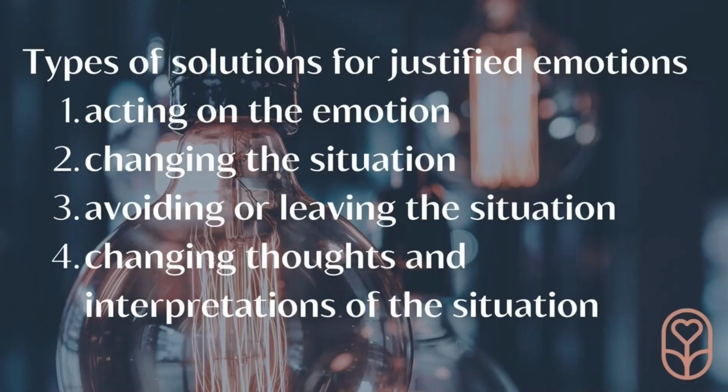Now that we've had an overview of opposite action and problem solving, it's important to have a clear idea of how these two skills are different in actual practice. There are 4 types of justified solutions for justified emotions. These include acting on the emotion. A major function of emotions is to motivate action.